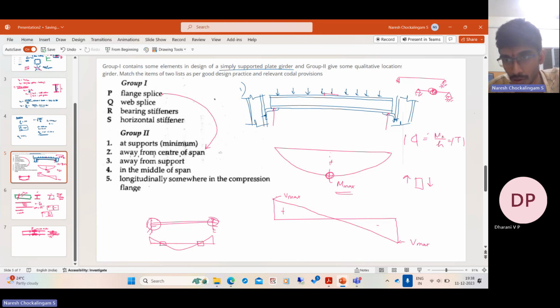So where the bending moment is almost zero, it doesn't matter if you provide a spring or you make it a hinge. Where the bending moment is almost zero, the forces in the flange are very small, so you can connect it by a flange splice.